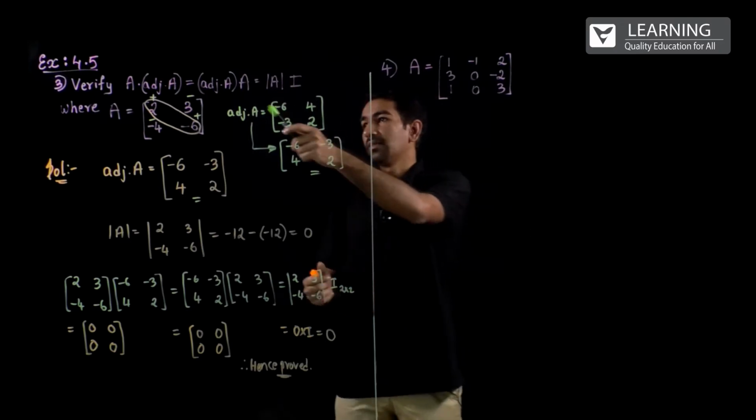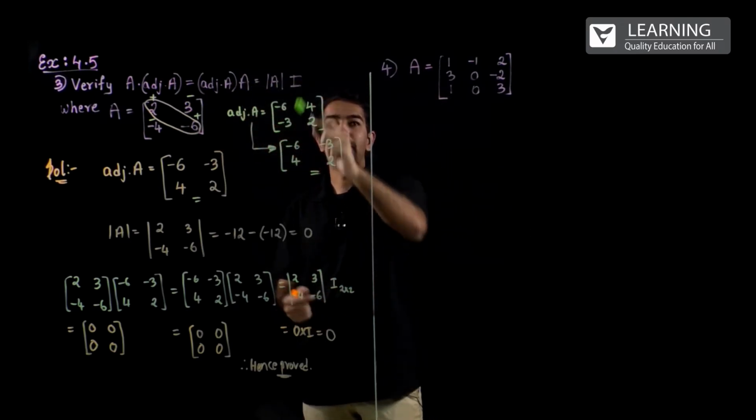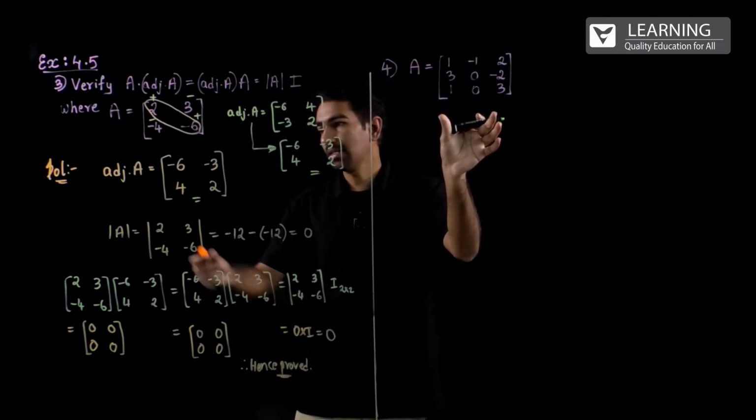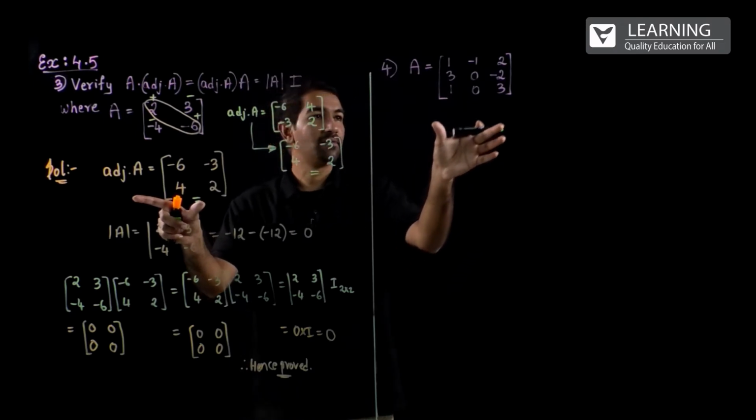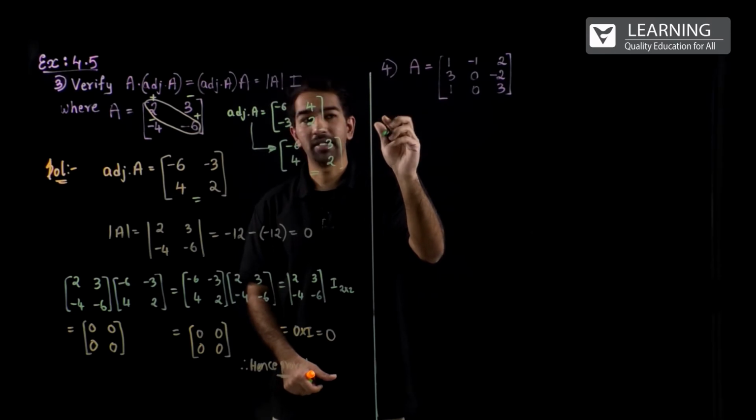Same thing we have to do. A into adjoint of A is equal to adjoint of A into A is equal to determinant of A into I. So we'll directly start with adjoint of A. So this is applicable only for 2 cross 2 matrix, right? For 3 cross 3 matrix, the very first step is to take out the adjoint of A. Solution.